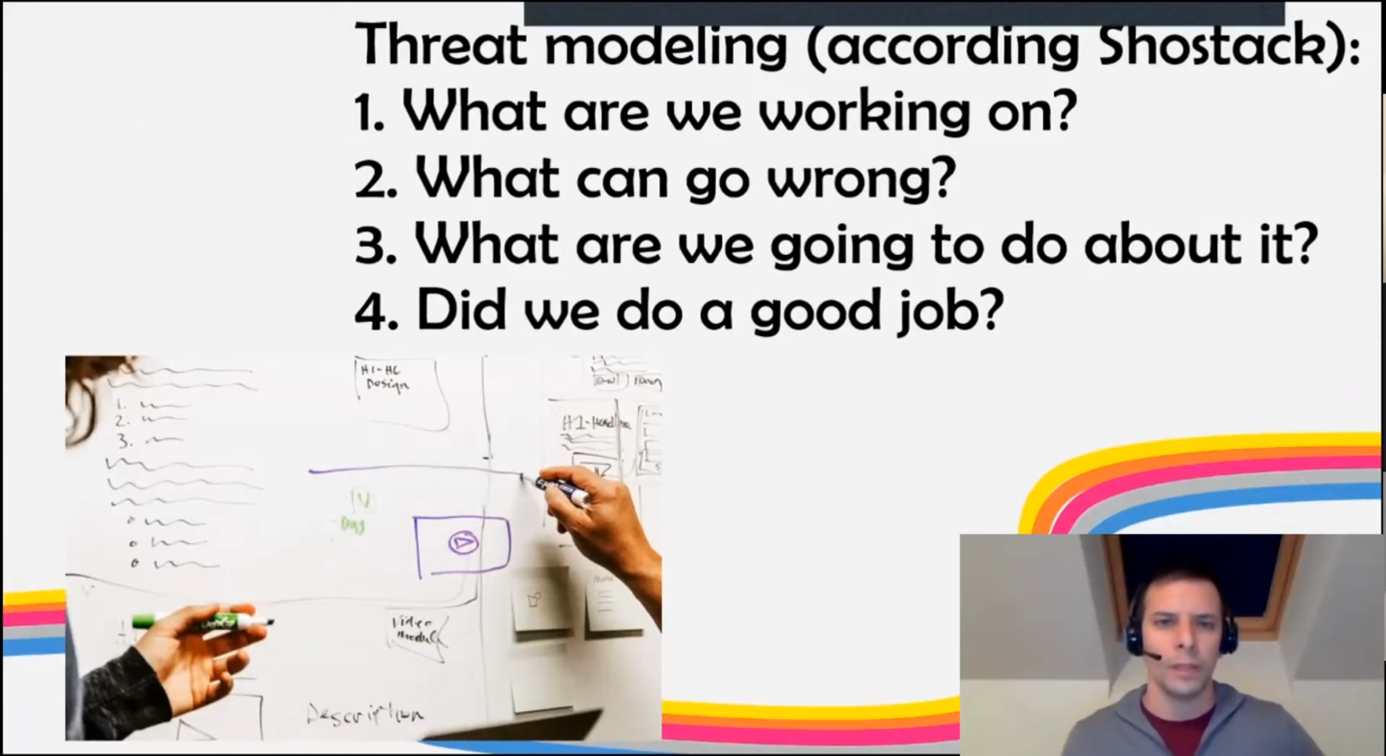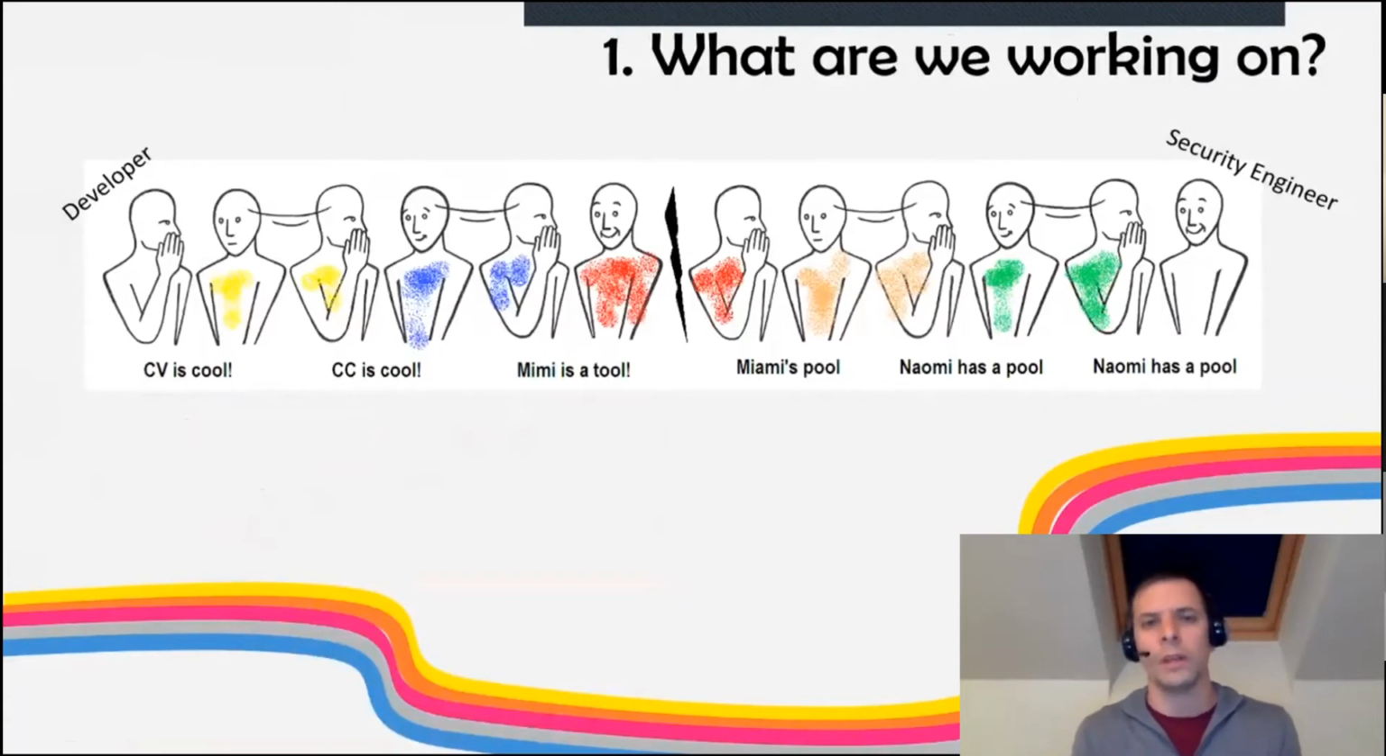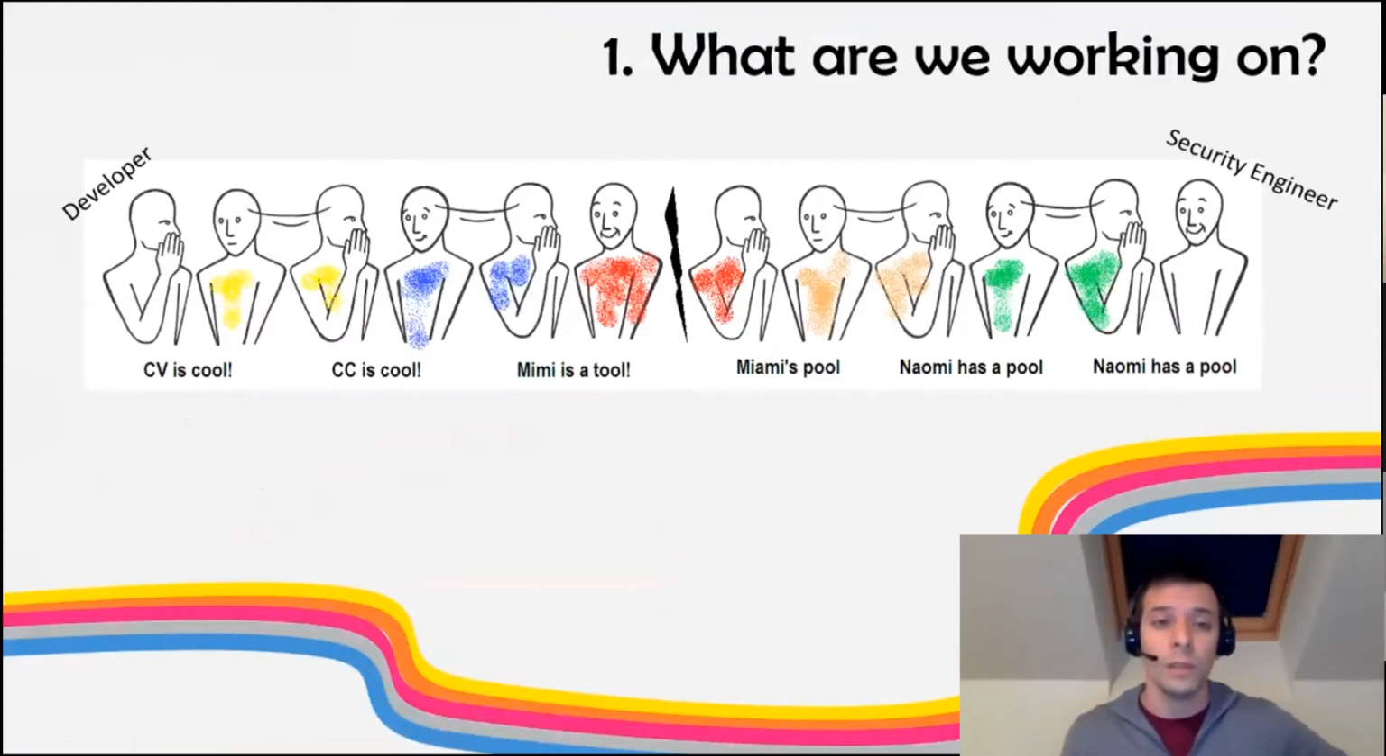So I have a personal take on how you should be looking at these 4 questions. Starting from the beginning, what are we working on? In many organizations, the developers create some kind of documentation, which they then pass over to a security team who is then going to do the threat modeling part. Now, my belief is that developers and security engineers should be sitting in the same room, working on the same diagram and discussing the scope of the threat modeling together.